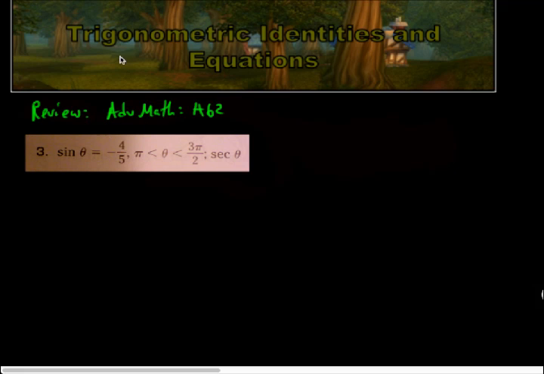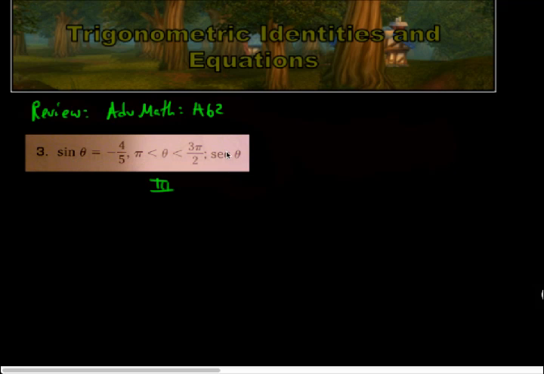We are currently looking at trigonometric identities and equations, and this is found on A62 in our book. In this first example, we are given a ratio for one of our trig identities, here's sine. We're told what angle theta is restricted to, between pi and 3 pi over 2, that would be in the third quadrant. And we are also looking for secant of theta.